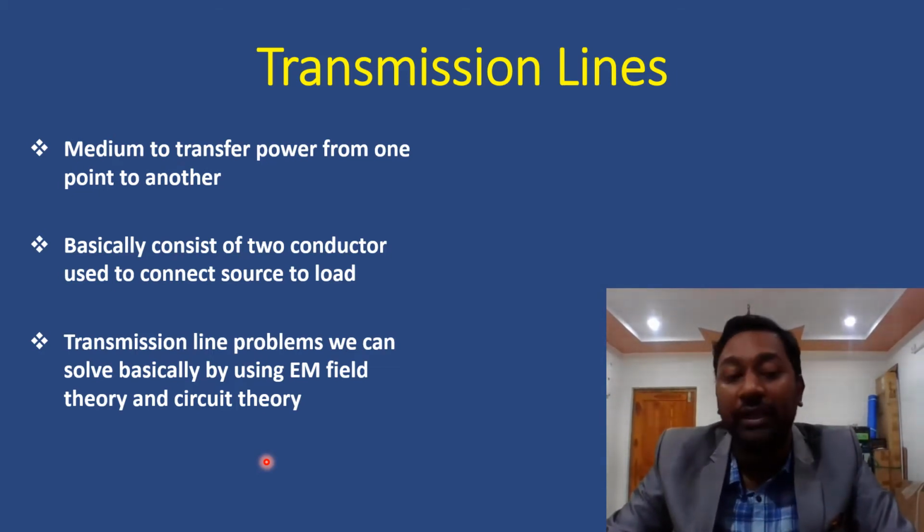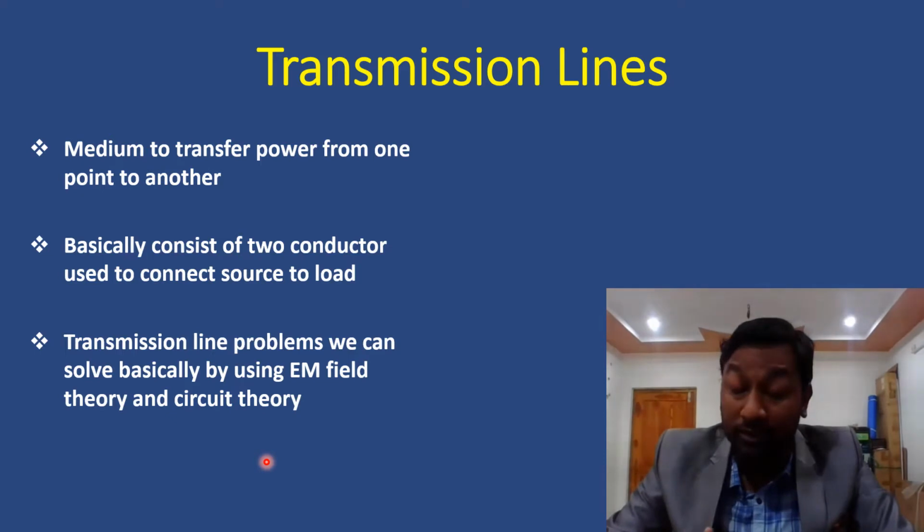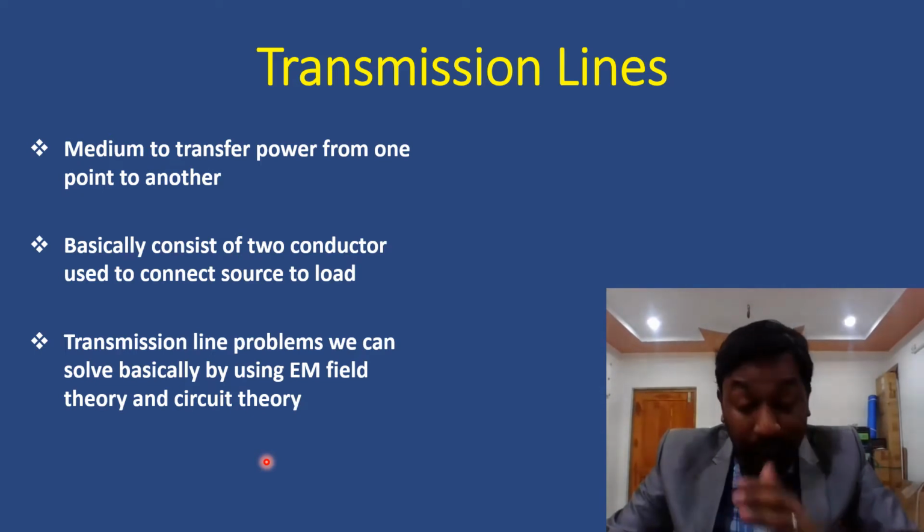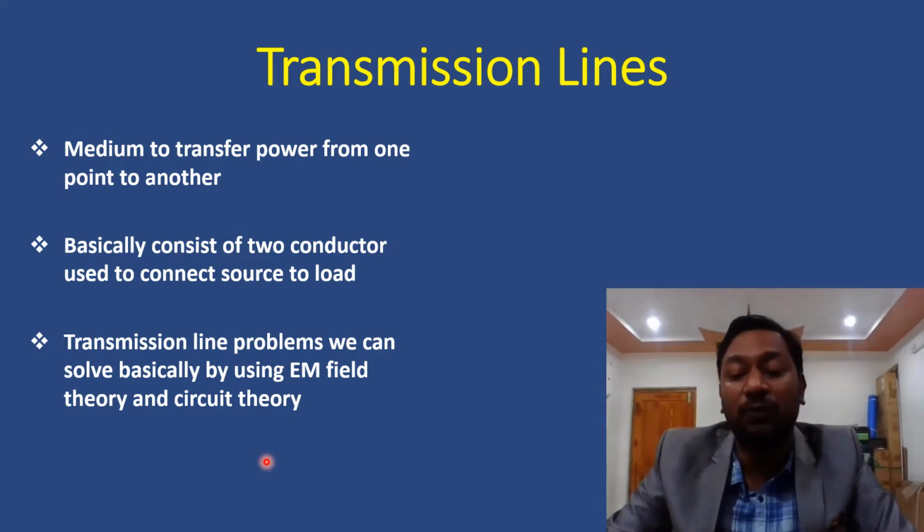So basically there are two types based on application. One is used for low frequency, high power. Another one is high frequency, very low power. In this part we will discuss the transmission line used for very high frequency applications.